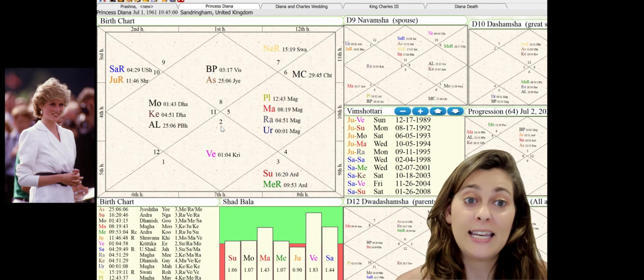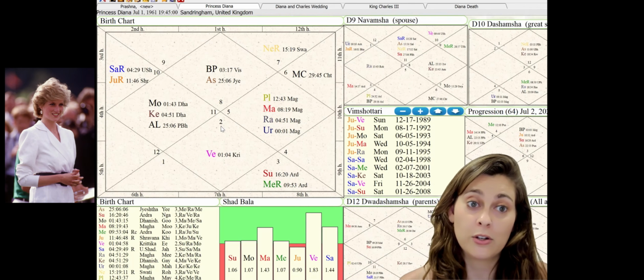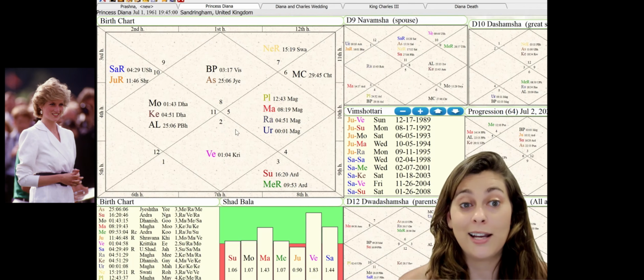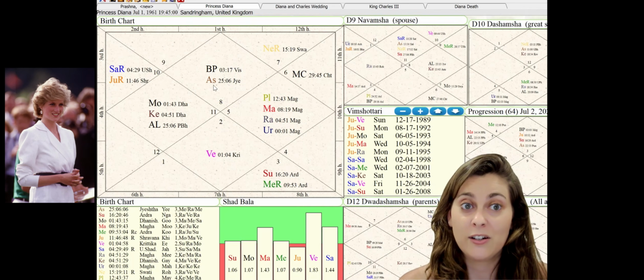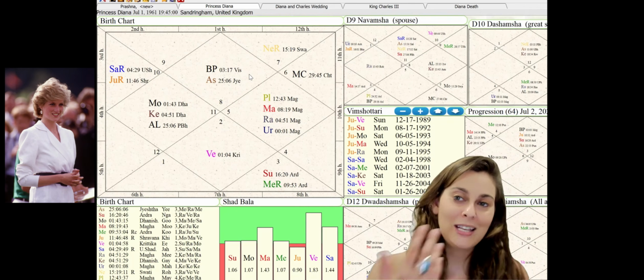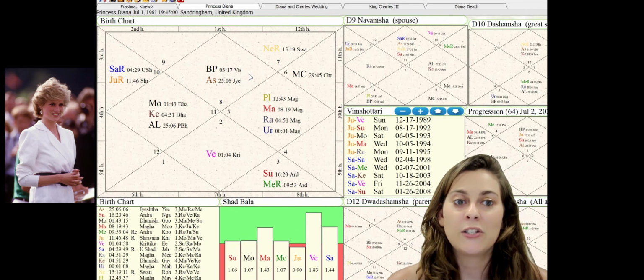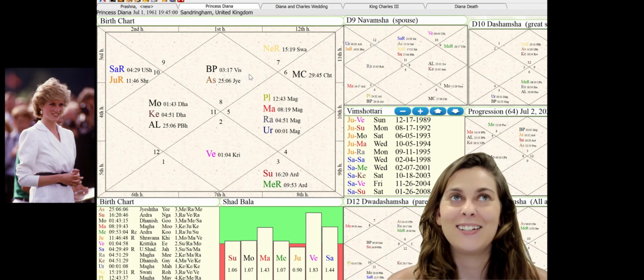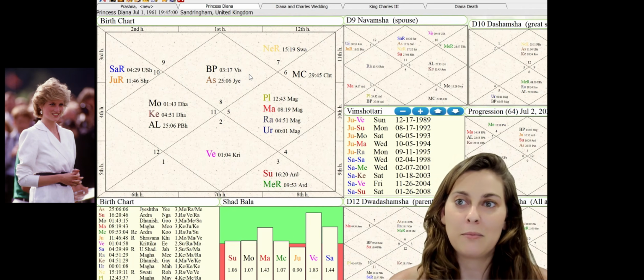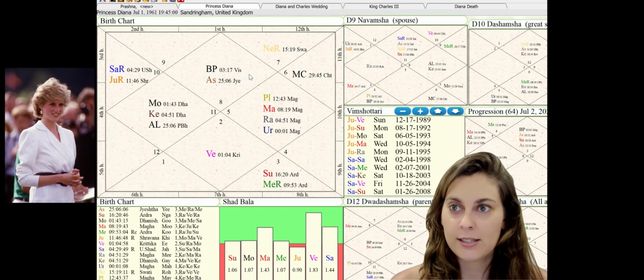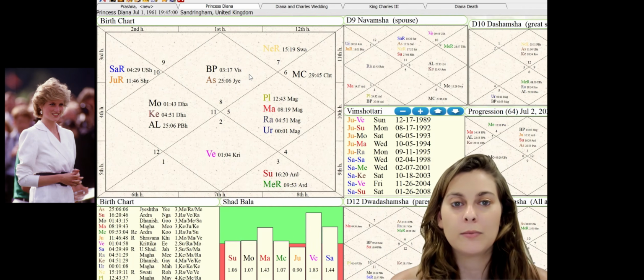I'm not seeing any harsh aspects either to her Venus. It's also directly opposing or aspecting her Lagna, her rising. So that is giving her beauty and grace to her physical body as well. So something about, you know, her is, yes, she was wealthy, right? She had plenty of money and lived a luxurious life as a princess and even after their divorce.